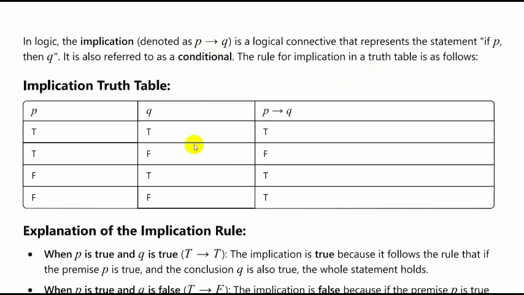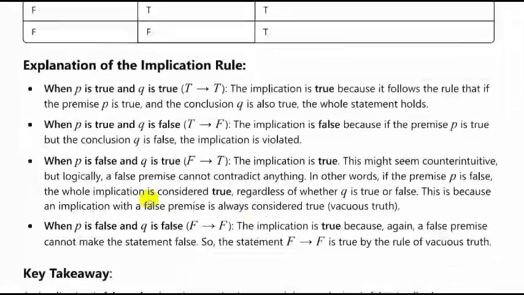The rule for implication in a truth table is as follows. If both are true, then P implies Q is true. If both are false, then also it is true. But if P is true but Q is false, then it's false. Basically, the first one has to be true and the second one false, that is, the conclusion is false, then it is false. But if both are false, then it's true. So let us look at it in more detail.